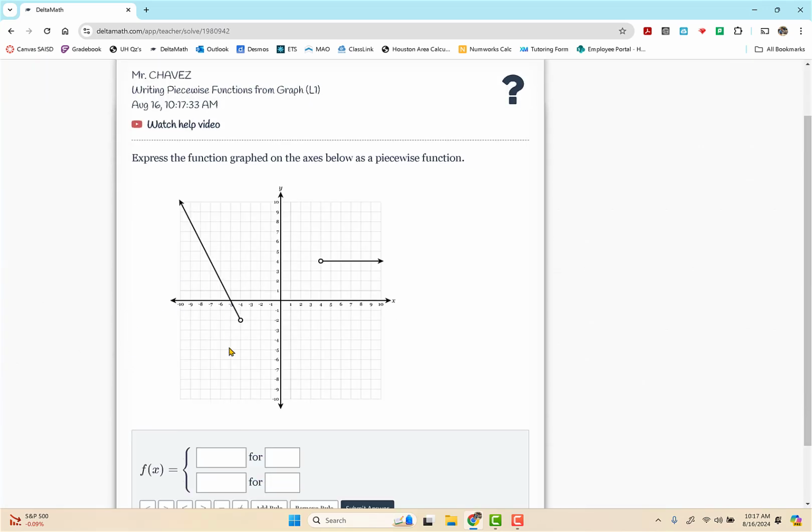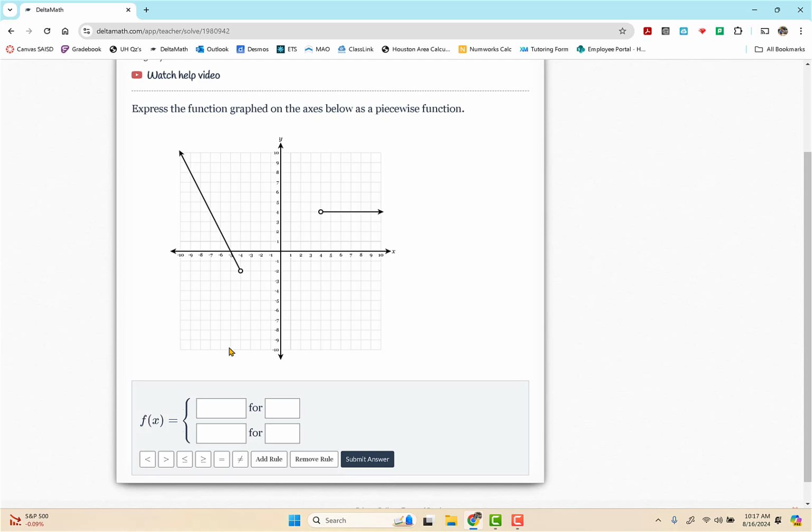All right, writing piecewise functions. Relax. They're not that bad. I'll do it two ways. So first, we notice, okay, look at this line. It only exists for x less than -4. So in here, I'm going to put x less than -4. Are we okay so far?